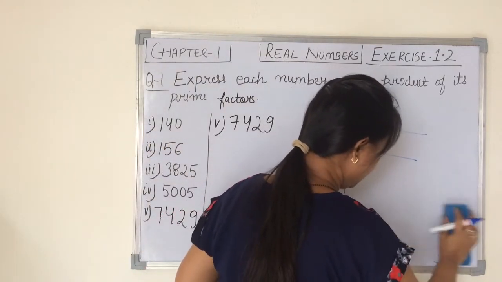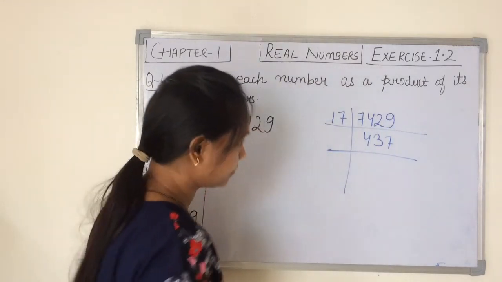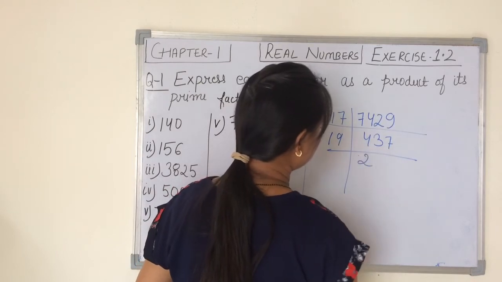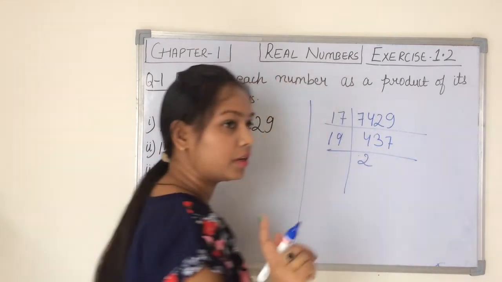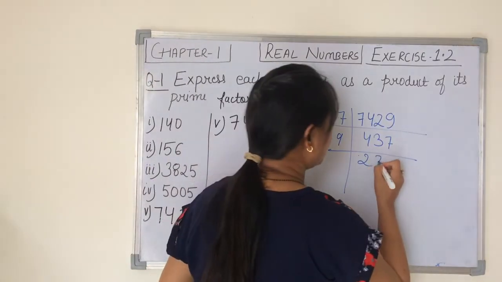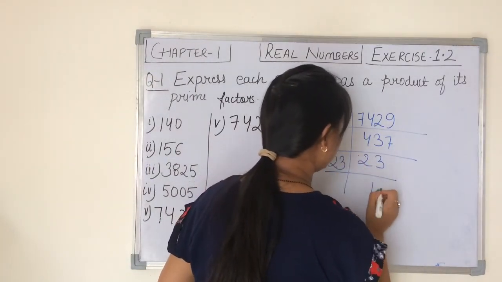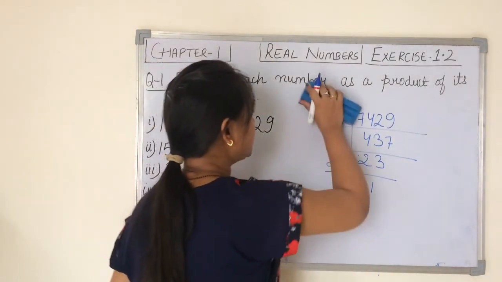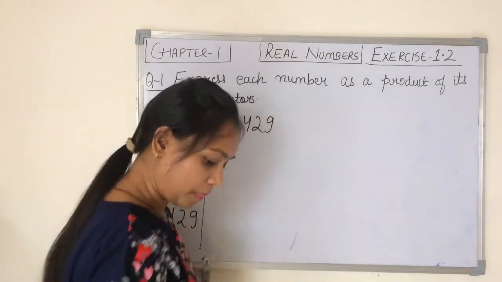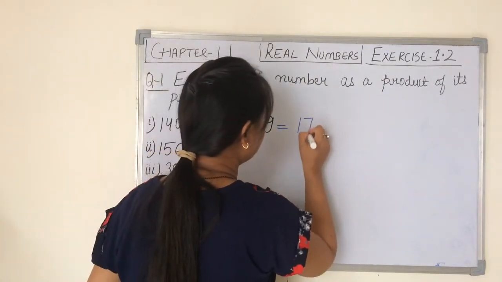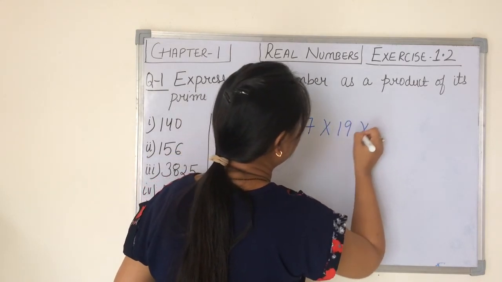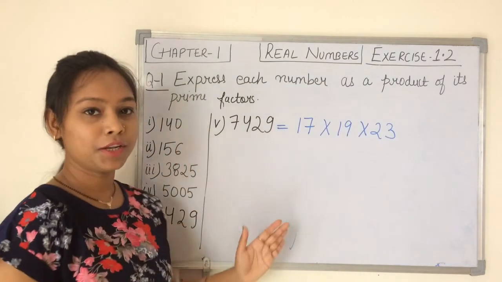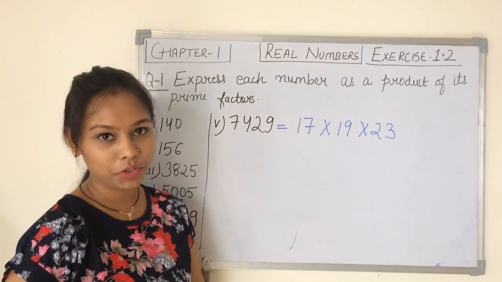Now 437 will get divided by 19. 19 2s are 38. 38 and we will get remainder 57. 3s are 57. Yes. 23 is a prime number. So only this much are the factors of 7429. Let's represent it in the form of factors. So its factors will become 17 multiplied by 19 multiplied by 23. Fine. So this was all the solution of question number 1 from exercise 1.2.